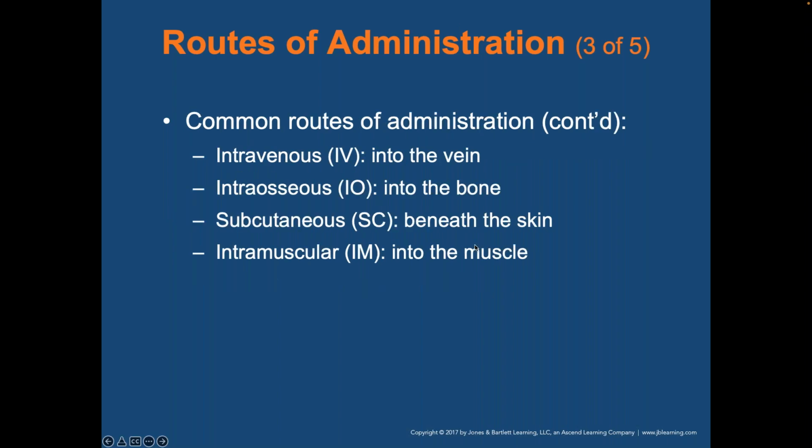Other common routes of medication are IV, into the vein, called intravenous; interosseous, IO, which is into the bone. So we take a bone drill, we drill into the open area where the bone marrow is located. That's how we administer medications through IO. We have what they call subcutaneous, which is beneath the skin, or SC. Intramuscular is IM, so into the muscle.